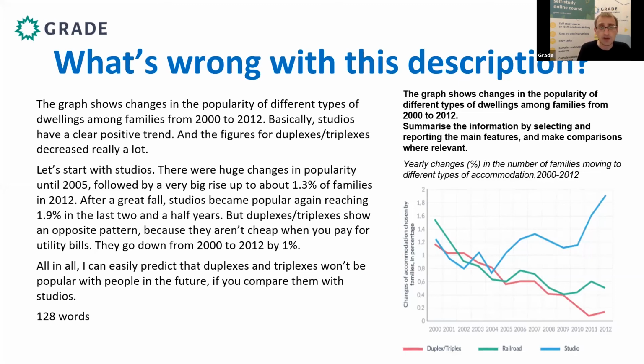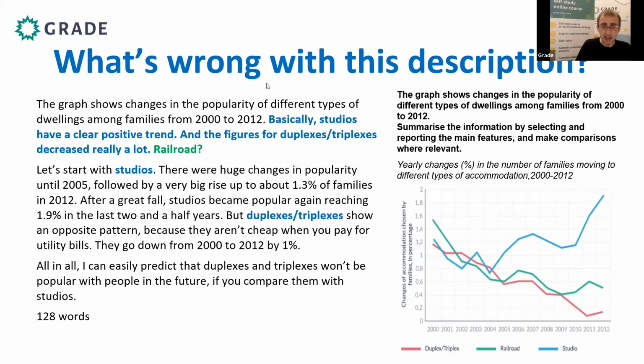Now, let me comment on this description because I think that overall, this is a good description because of the following things. So first, we do have an attempt to summarize main features in the introduction. And this is generally a good point because not including it will lead to being scored down and getting, for example, band 4 or band 5 for task completion, right? But at the same time, the author didn't focus on railroad. The author focused only on 2 out of the 3 lines.